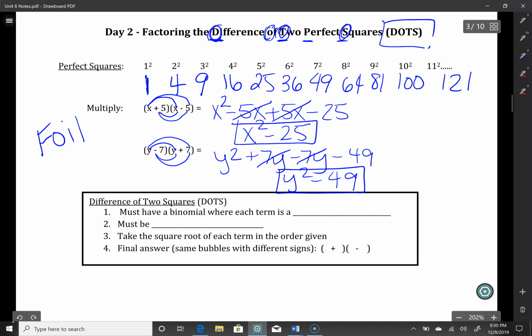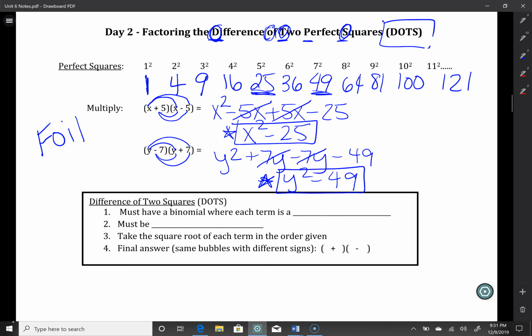So I need you to start making some connections. Look at the two results we just ended with, x squared minus 25 and y squared minus 49, and look at some similarities with me. Both of them start, at least in this case, with a variable squared. They are separated with a subtraction sign, and they end in one of our perfect squares. 25 is in our list, and 49 is in our list of perfect squares. Hence, the type of factoring we're going to do today: DOTS, which stands for difference, so subtraction, of two squares.